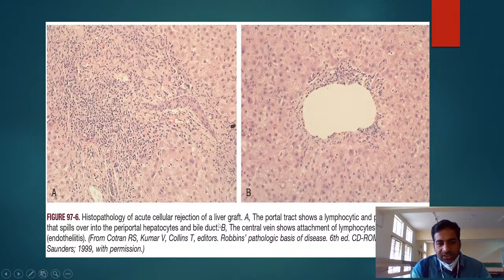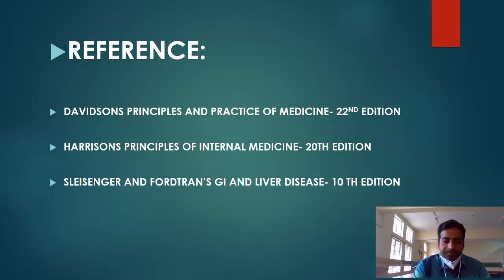Histopathology of acute cellular rejection of a liver graft shows a lymphocytic and plasma cell infiltrate that mainly spills over into the periportal areas, causing periportal hepatitis. The central vein will show attachment of lymphocytes to the endothelium. We call it endothelitis. Okay, thank you.